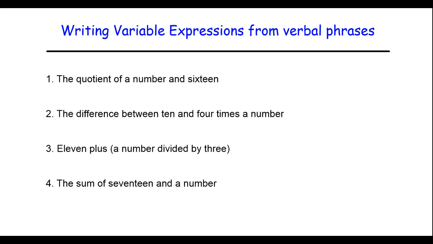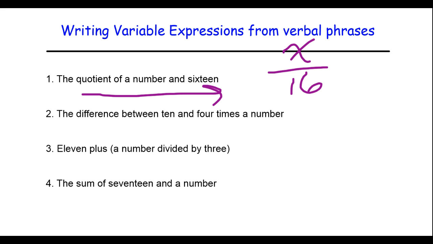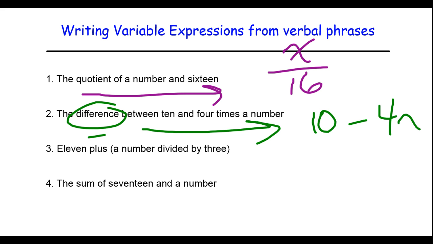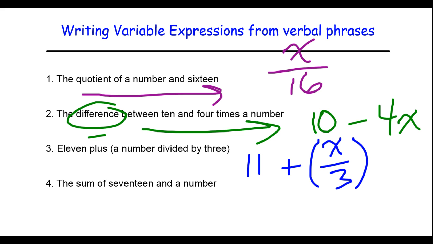So from top to bottom, the quotient of a number and 16. Division is ordered, so we read from left to right, a number and 16, x divided by 16. The difference between 10 and 4 times a number. Difference means subtraction, and subtraction is also ordered. So we have to move from left to right between 10 and 4 times a number: 10 minus 4x. 11 plus, in parentheses, a number divided by 3. So 11 plus, we can add parentheses if we want to, we don't have to because the order of operations would tell us that division comes first anyway. And finally, the sum of 17 and a number is about as straightforward as we can get.